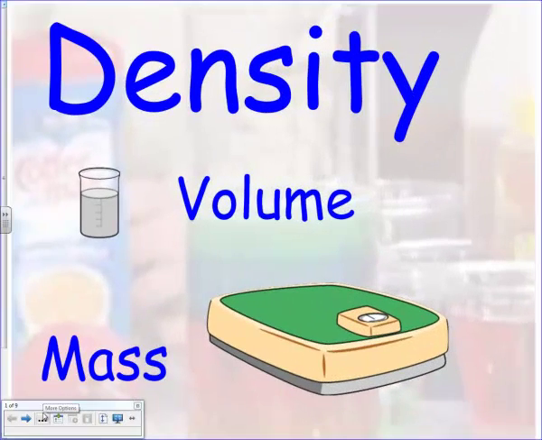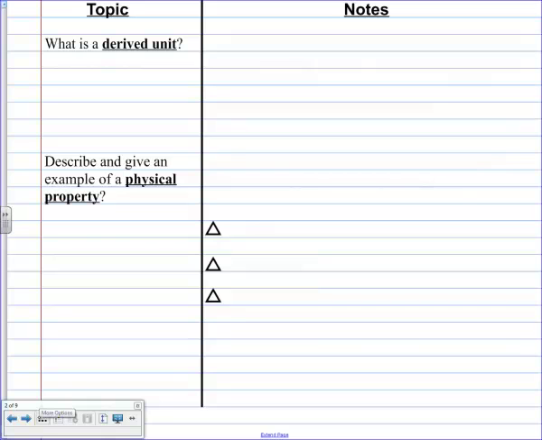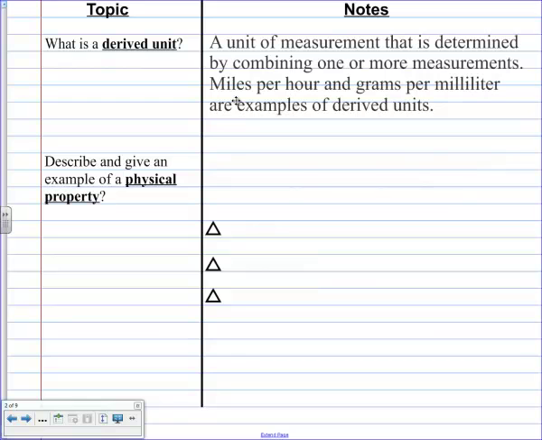Today we're going to look at density, which is a combination of two measurements that we've worked with in class already, that being mass and volume. So before we calculate density, we should know some stuff about it. First of all, it's called a derived unit. It's called a derived unit because it's a combination of one or more common measurements. Another example you see in the notes is miles per hour, distance and time. And then grams per milliliter would be mass and volume.